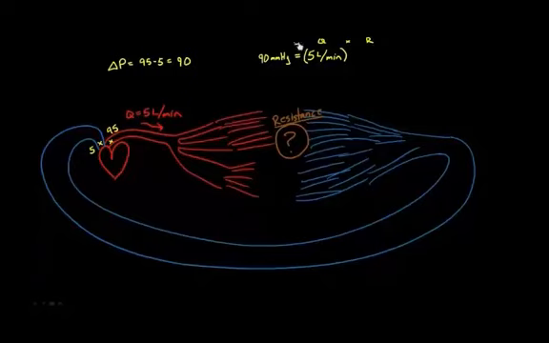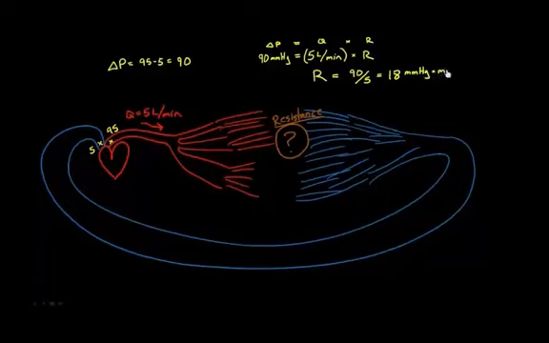And I've got delta P here. And my resistance is the unknown, so I'll just leave that as R. So let's just solve for R. I'll move my flow to the other side. So R equals 90 divided by 5, which is 18. And the units are a little funky, but I'll just write them out anyway. Millimeters of mercury times minutes divided by liters. So this is the answer to my question.